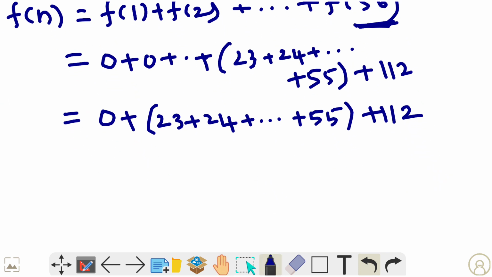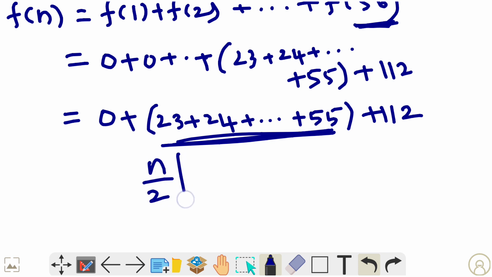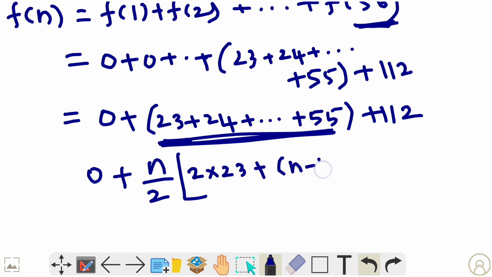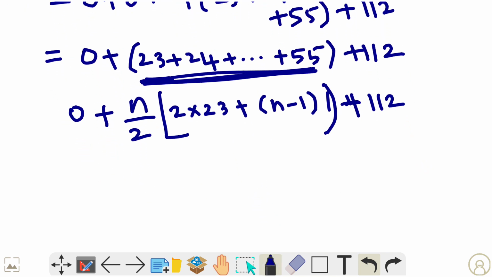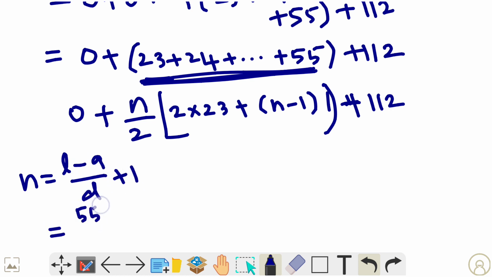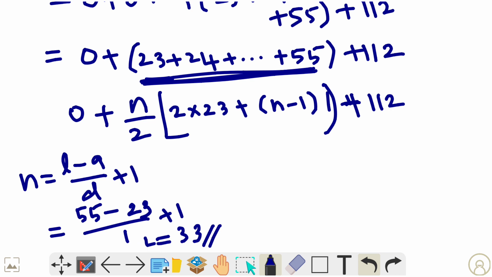Okay. So this looks like a sum of finite terms. The formula for the sum is S n equals n by 2 into 2a plus n minus 1 into d, where a is the first term, 23, and d is the second term minus the first term, 24 minus 23, that is 1, plus 112. Now we should find the value of n. So n equals l minus a divided by d, plus 1. So 55 minus 23 is 32, and 32 plus 1 is 33. So n equals 33.